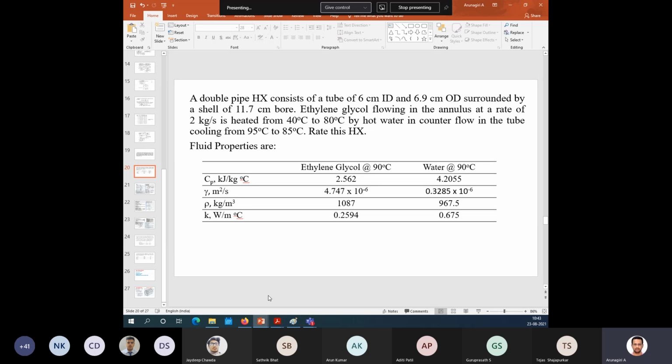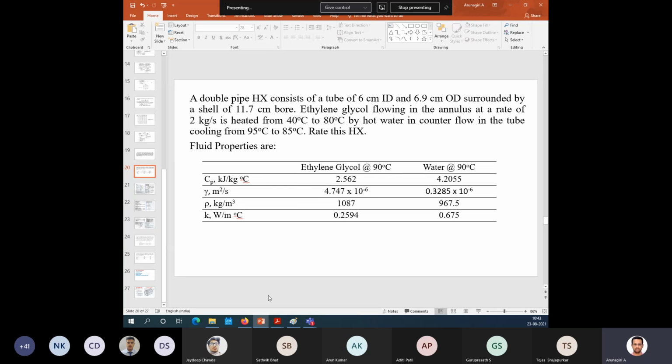You can go for cost estimation or cost optimization. Otherwise, rating problem. So rating problem means you know the dimensions of the exchanger. So you have to evaluate the performance of the exchanger for the given dimensions, whether it is suitable for the specified objective or not. That's the point.